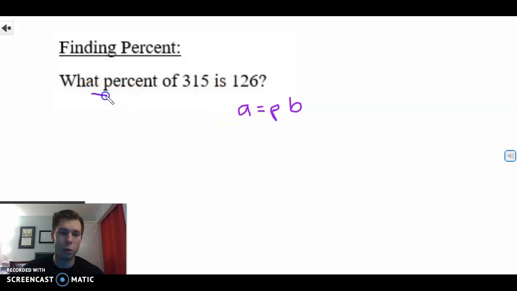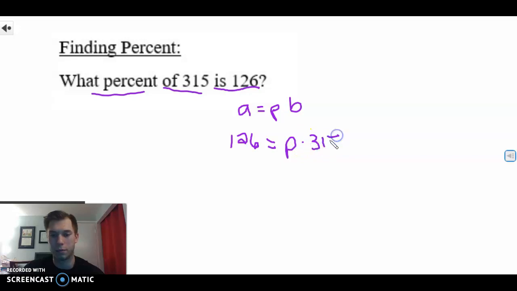So looking at this, we want to know the percent, meaning we've got to figure out what P is. And we have of 315 is 126. So we're going to take 126 and substitute it in for A. We don't know the percent, that's what we need to figure out. And then we're going to substitute in 315, so multiply by 315.